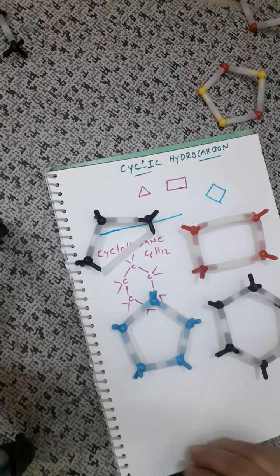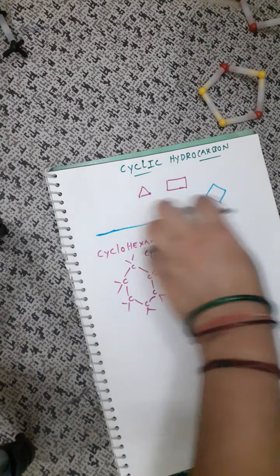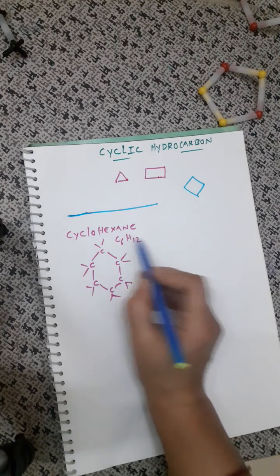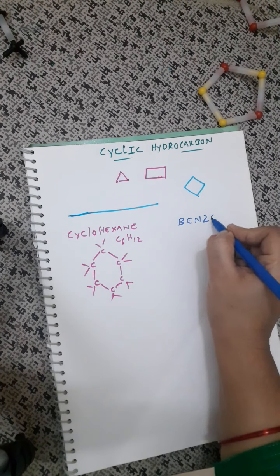Okay, children. Now, what about the cyclic unsaturated hydrocarbon? Now, about that, we are not discussing much in detail here in this class. You will be learning about them in your higher classes. Right now, I will take one example of an unsaturated cyclic hydrocarbon, that of a compound called benzene.